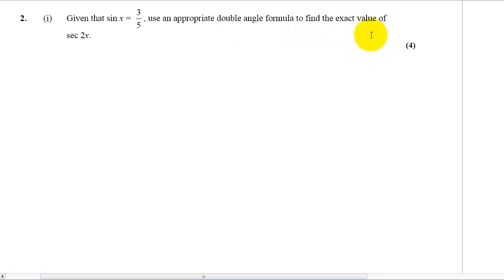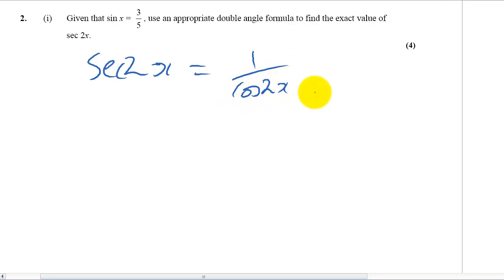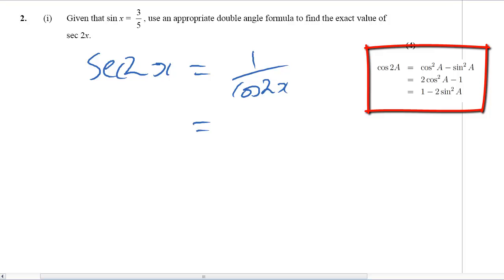Now, the second question in this test: given that sine x equals 3/5, use the appropriate double angle formula to find the exact value of sec 2x. So let's start off writing out what sec 2x is. Sec 2x is equal to 1 over cos 2x. Now we have a double angle formula. We have several choices for cos 2x. You could have 2 cos squared x minus 1, or cos squared x minus sine squared x, or 1 minus 2 sine squared x. Now given that we're given sine x and we don't know anything else about the value, we ought to use the one involving sine. So we get 1 minus 2 sine squared x.